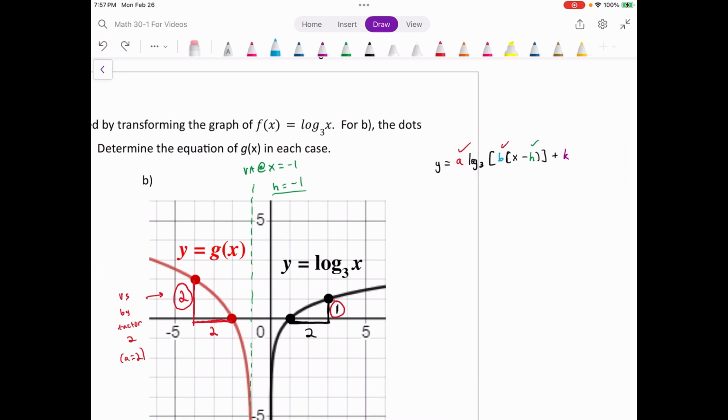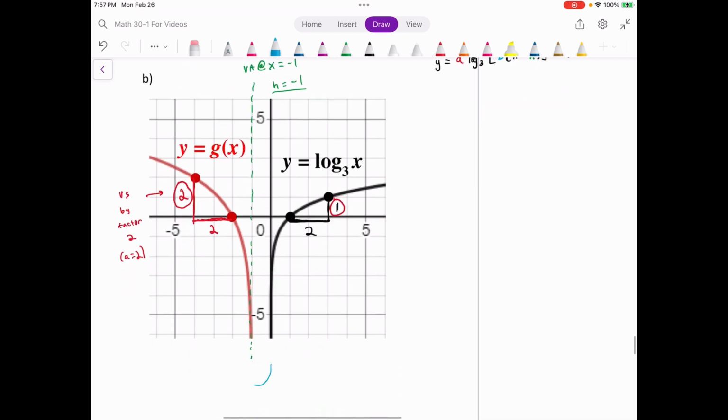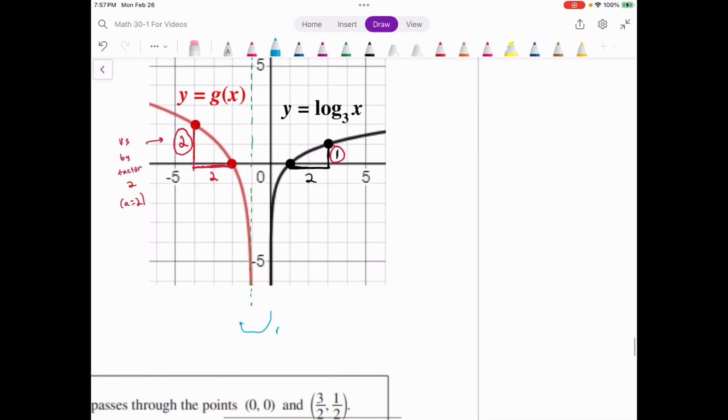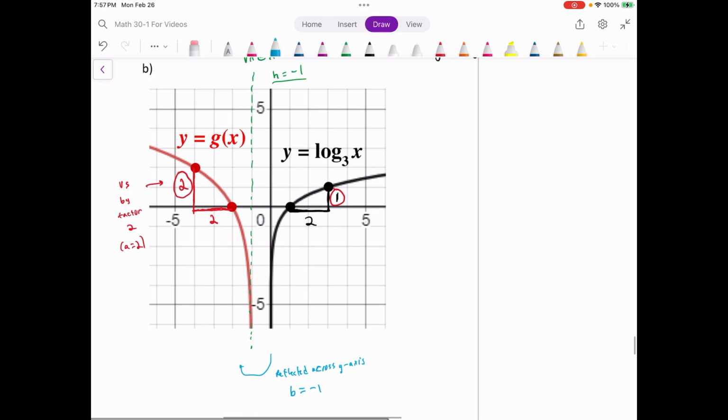But we got b. So it's been reflected across the y-axis, telling us that our b is -1. No stretch, so 1, but reflection, so -1.